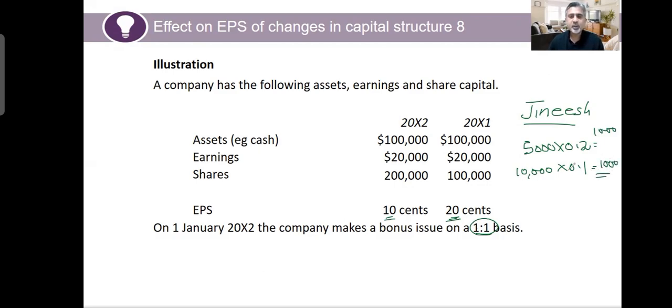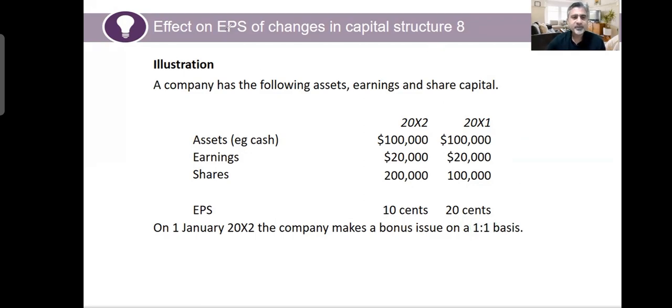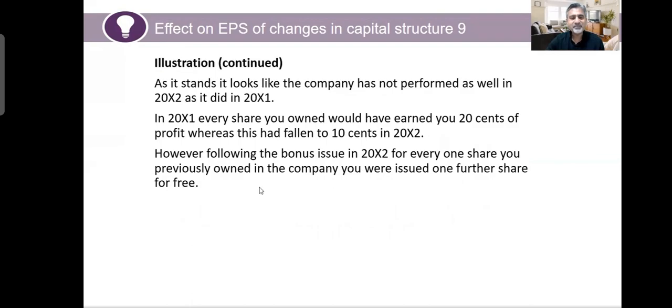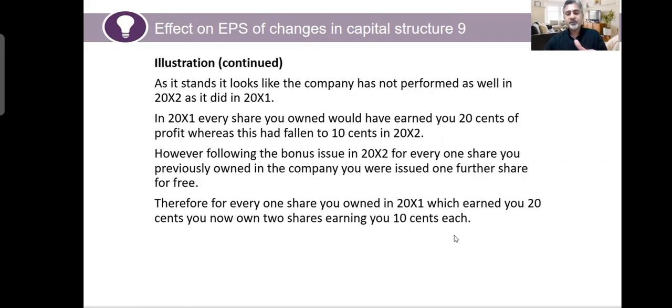So although your EPS has gone down, your number of shares has increased. Before you were getting 20 cents on 5,000, now you're getting 10 cents on 10,000. So Janish, no need to really get worried. We have some explanation for that. However, following the bonus issue in 2002, for every one share you previously owned in the company, you were issued one further share for free. Therefore, every one share you owned, which earned 20 cents, you now own 2 shares earning 10 cents. End of the day, 1 share for 20 cents, 2 shares for 10 cents makes the same thing. Therefore, you are no worse off. Are we clear until here?